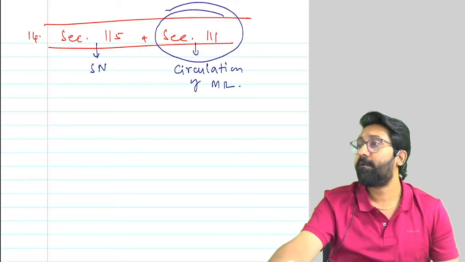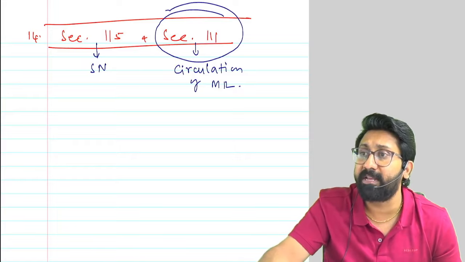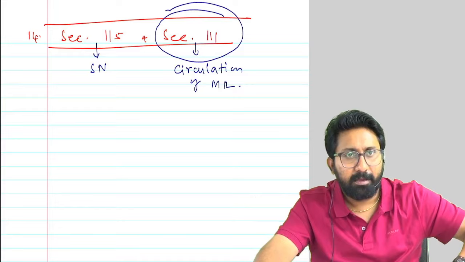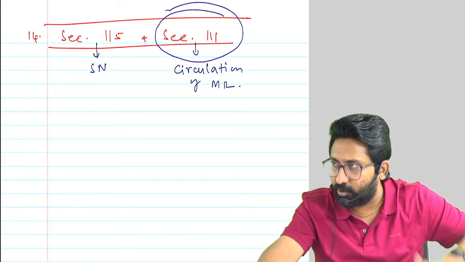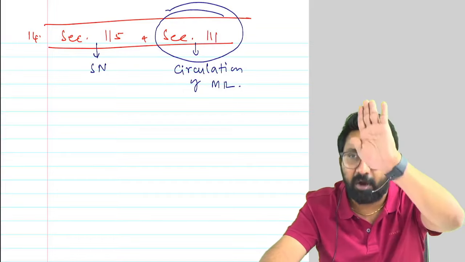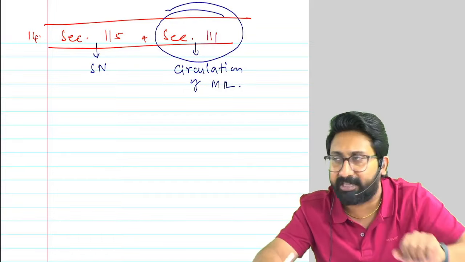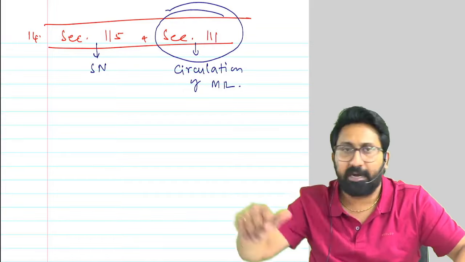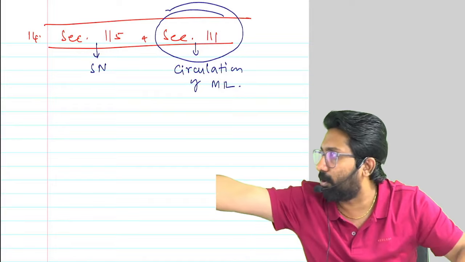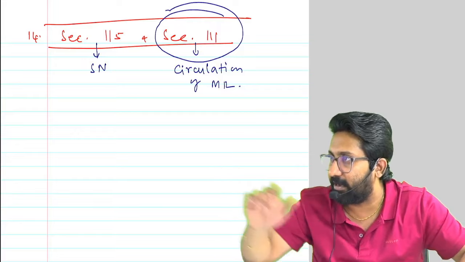Who should send? Not less than how many days? 14. That means if I give a special notice today, the meeting should be conducted within how many days? 14 days is a wrong answer. Like this, you should not think. One second. Today I will give special notice. Tomorrow she will give. Day after tomorrow he will give. After that he will give.